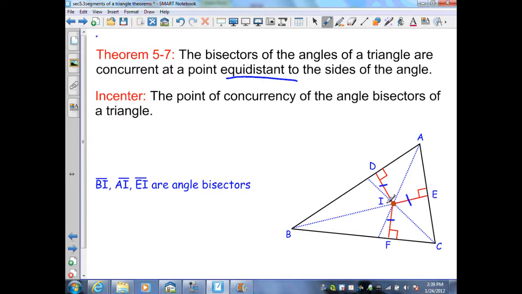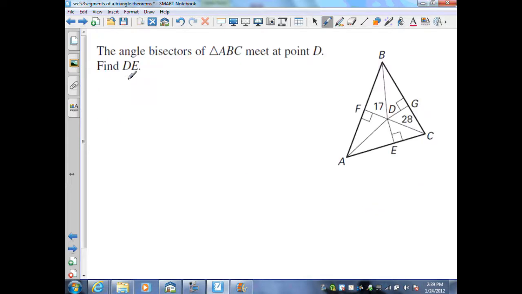And when that occurs, that's going to tell me that those three segments are congruent. For our first example, the angle bisectors of triangle ABC meet at point D. D is the incenter. They want us to find the measure of DE. Point D is the incenter of my triangle. That is the point of concurrency for the angle bisectors of triangle ABC.